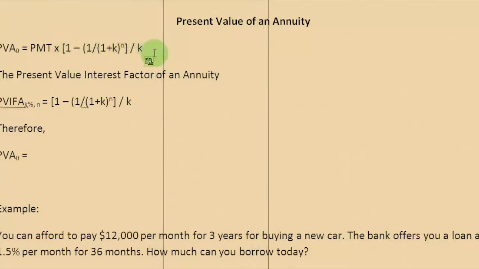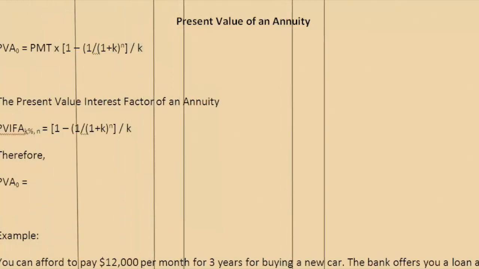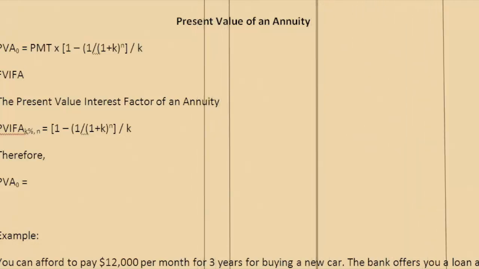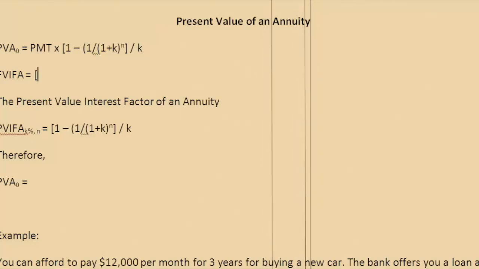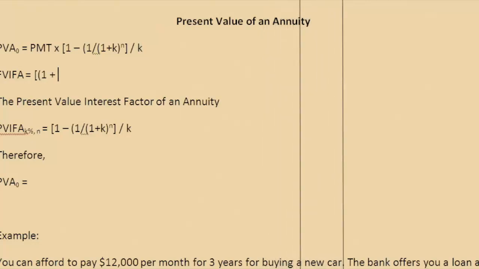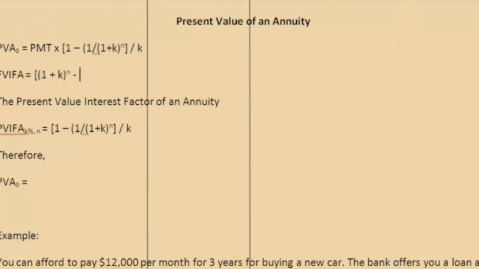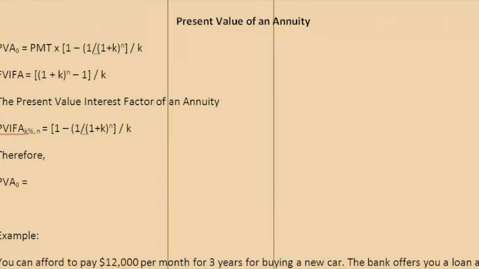The formula for future value interest factor of the annuity, let me write it here for you so that you can compare the two. Then I'm going to erase it later. Future value interest factor of the annuity was equal to this. It was 1 plus k to the power of n, and after that we had a minus 1, and we closed the square bracket and divided this thing by the interest rate k.